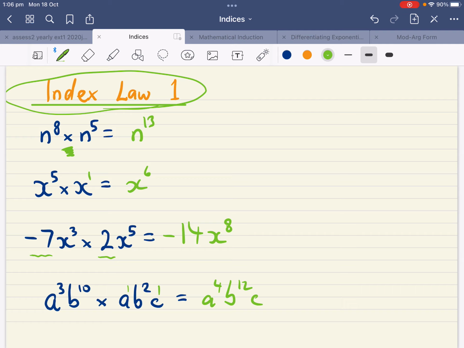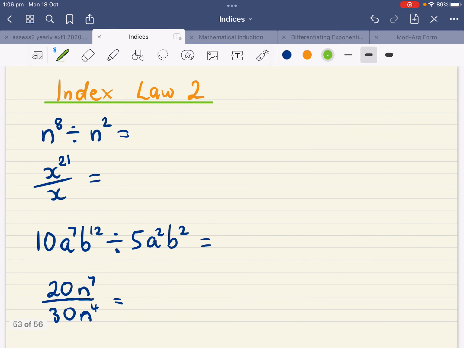And again, if you need to look back over stuff, you can. Very crucial, very useful. There'll be lots of questions on index law number 1 in your topic test. So make sure you're comfortable with these sorts of questions and this sort of difficulty, right? So if you're finding these 4 questions pretty easy, you should be in a pretty good position for index law number 1.